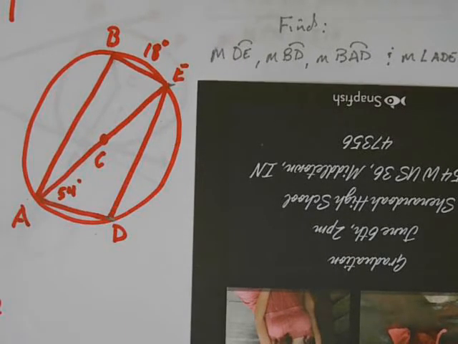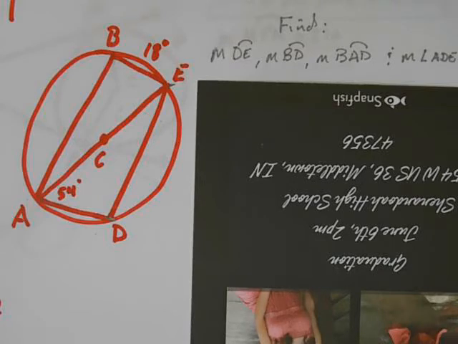Number 2, inscribed angles are equal to half the intercepted arc. So with that being said, which angle, name it please, somebody, is equal to 9 degrees? Evan. Angle BAE is equal to 9 degrees because it's an inscribed angle. Everyone okay with that? Got it?